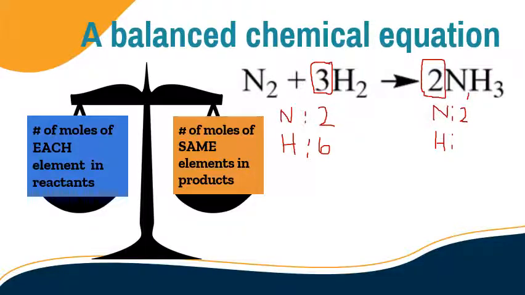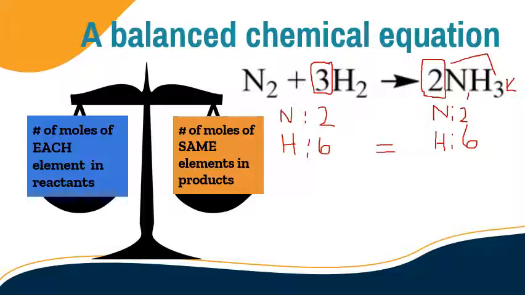For hydrogen, we have a subscript 3. That subscript 3 tells us that each ammonia molecule has 3 hydrogen within it. So 1 mole of ammonia would have 3 moles of hydrogen. However, the coefficient 2 also multiplies by that 3. So 2 times 3 means 6. So we have 6 hydrogen in the products and 6 hydrogen in the reactants.